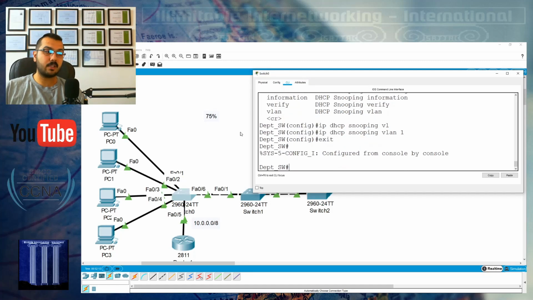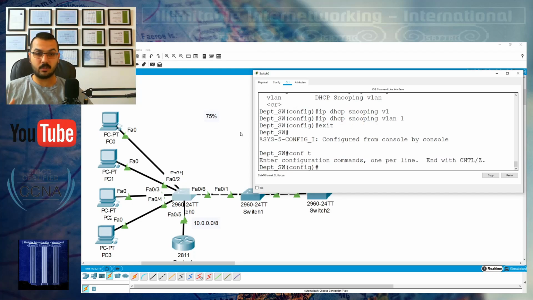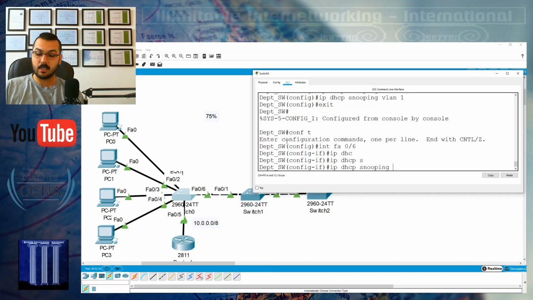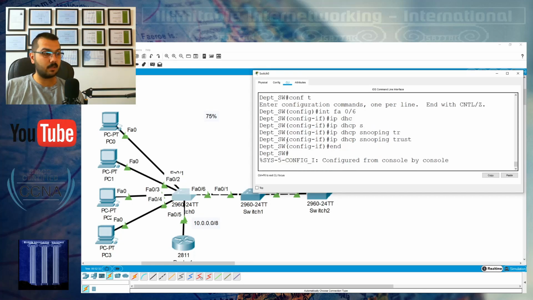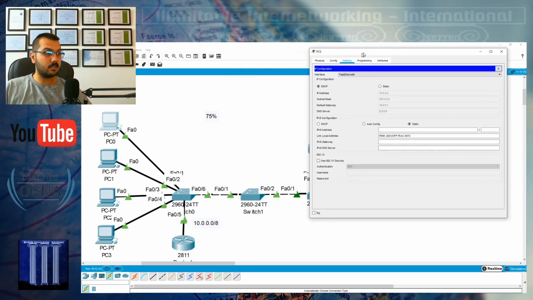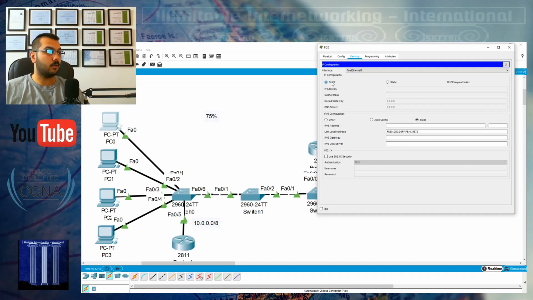Exit. Let's go and trust this specific interface, which we have agreed on. Only this one will be allowed to pass the broadcast message up to the core router. The others will not be allowed. So interface FastEthernet 0/6, IP DHCP snooping trust. Done. Yes, I'm done, and I hope that I'm correct. So let's request DHCP again and let's see how many of them will follow the correct one. So let's see now.